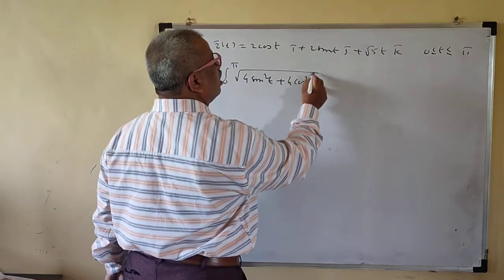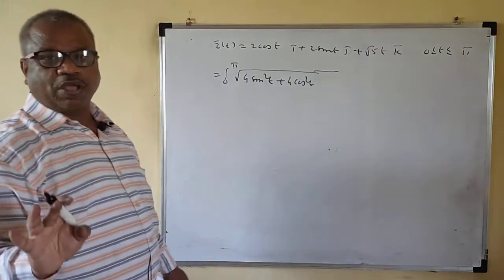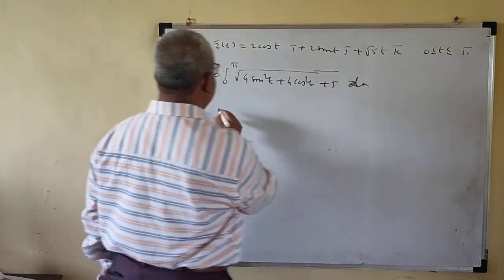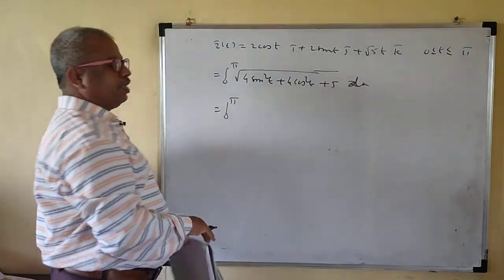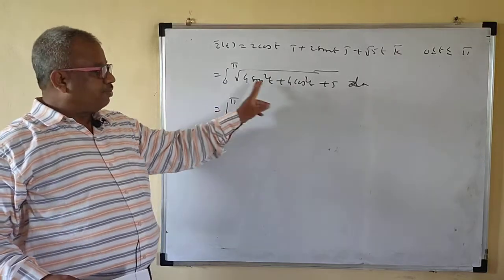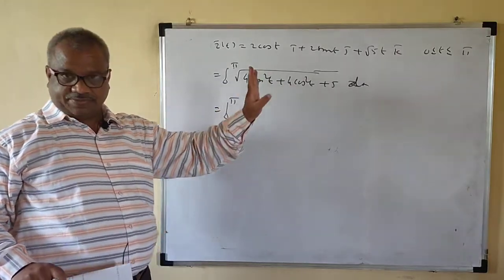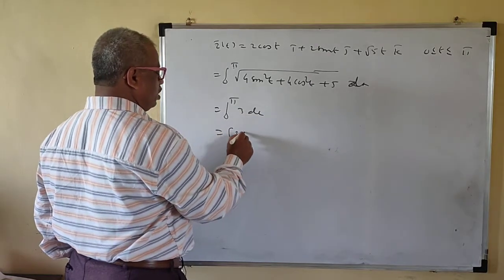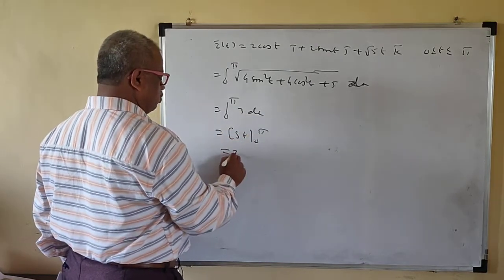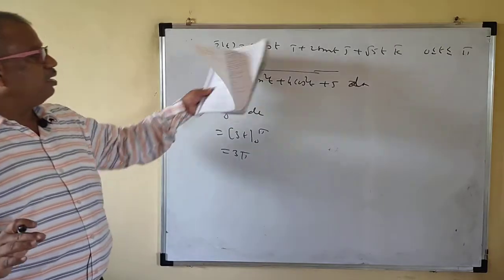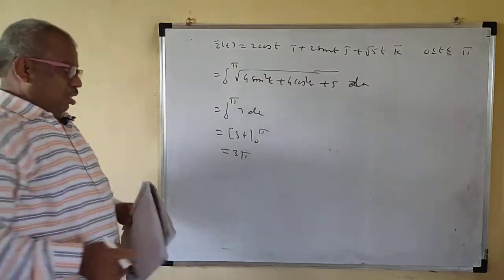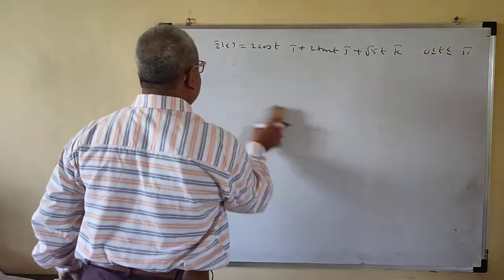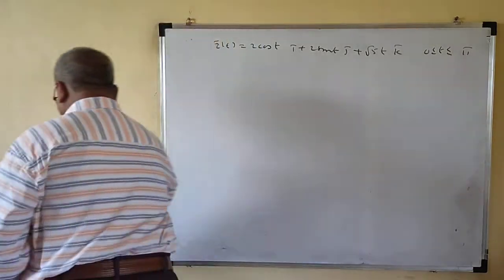4 cos square t. And the derivative of this is what? Root 5 only. And take the square of that. This is 5 dt. So this is the integral from 0 to pi. So cos square t plus sin square t is 1. So 4 plus 5 is 9, right? So this is 3 dt. So that is what? 3t from 0 to pi. So this is 3 pi. Easily you can find the arc length of this one.